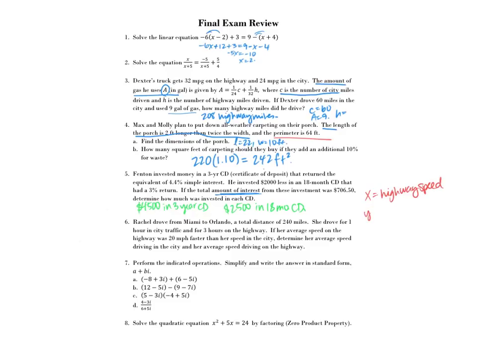And maybe I'll choose better, more suggestive variable names. So we'll let H be the highway speed, and C will be the city speed. Okay, cool. So I know that the speed on the highway is 20 miles per hour faster than the city speed. So highway speed is going to be city speed plus 20. And then I know that her total distance is 240 miles.